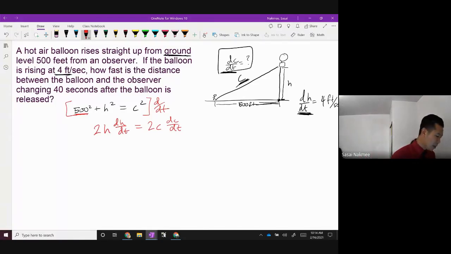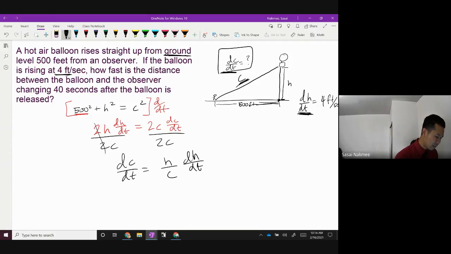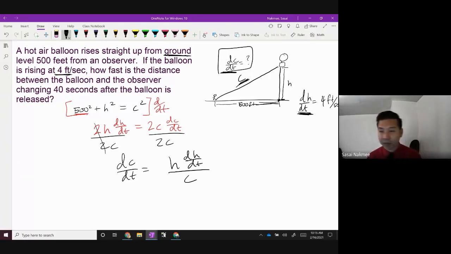Remember, what are we trying to solve for? We're trying to solve for dc/dt, right? So I'm going to divide both sides by 2c. The 2's are going to cancel out, and I'm going to end up with dc/dt equal to h over c times dh/dt. You can write that as one big fraction, or you could write it like this: h times dh/dt all over c. That's one way you could write it.